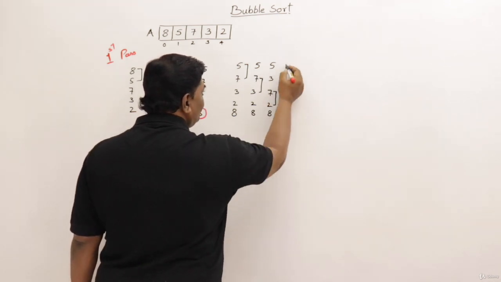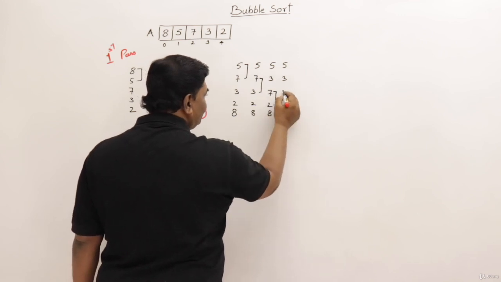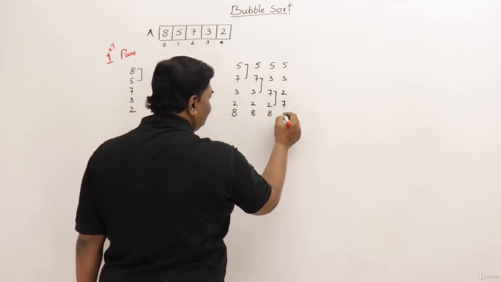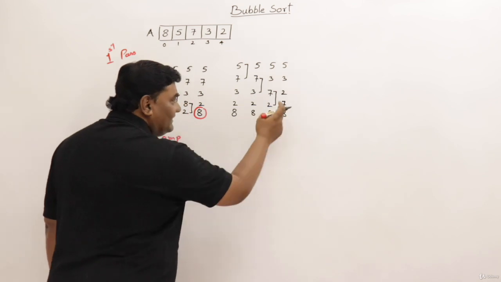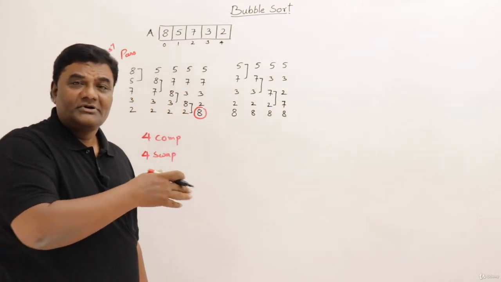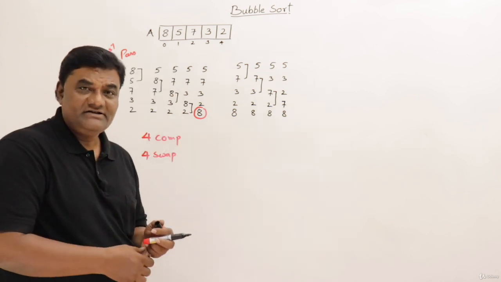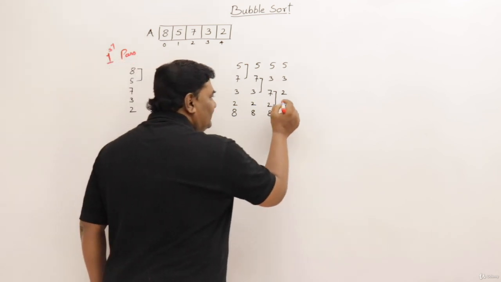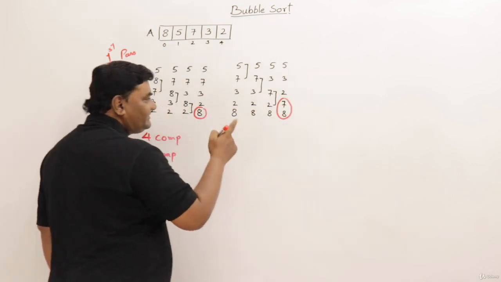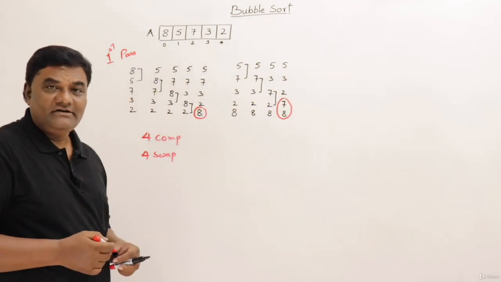Then 7 with 2. 5, 3 as they are. As 7 is greater, swap it. 2, 7 and 8. Then 7 and 8, if I compare also, no use because 8 is already sorted. I can avoid that comparison. So total 2 elements are sorted now, 7 and 8. The 2 largest elements I got.